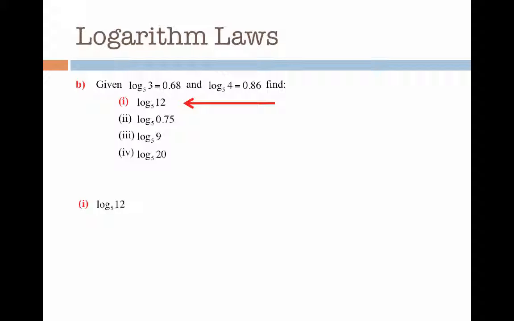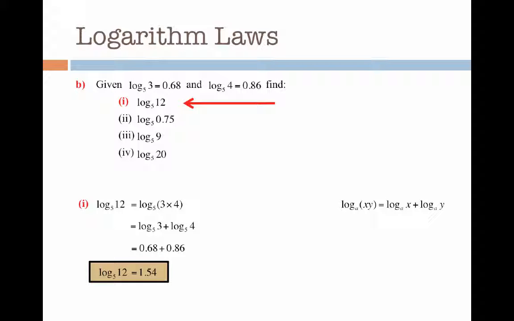And we ask ourselves, how do the arguments given to us in the question, the 3 and the 4, relate to this particular argument here, the 12? Well, I know that 3 times 4 is 12, so I'm probably going to be using the product rule. That is, that I can write log base 5 of 12 as log base 5 of 3 times 4. Now I can separate these into two different logs, log base 5 of 3 plus log base 5 of 4. Now I have the estimations for these two logs, that is 0.68 plus 0.86, giving me a final answer of log base 5 of 12 equaling 1.54.